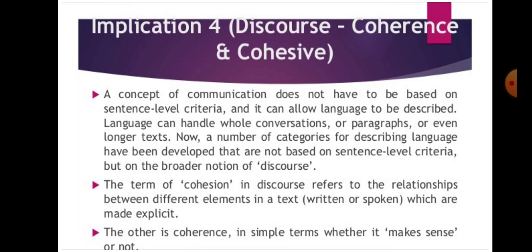The term cohesion in discourse refers to the relationship between the elements in the text, whether written or spoken, which are made explicit. And this cohesion refers to the relationship between the words, which should be coherent, so that the sentence structure would be clear and concise. And the term coherence, in simple terms, is whether it makes sense or not.